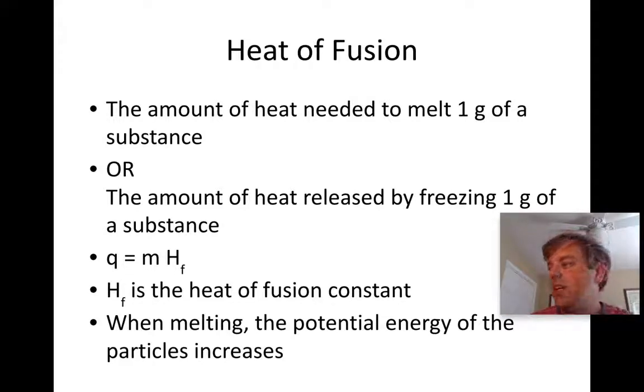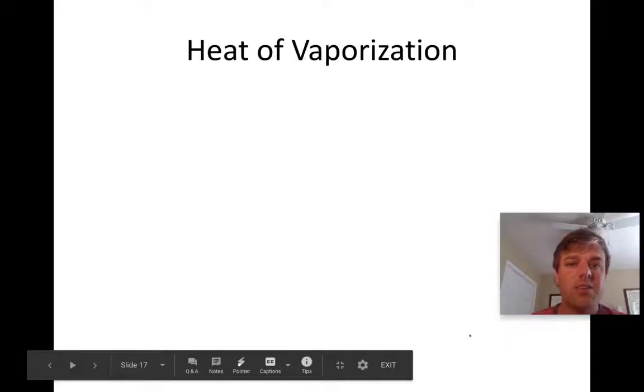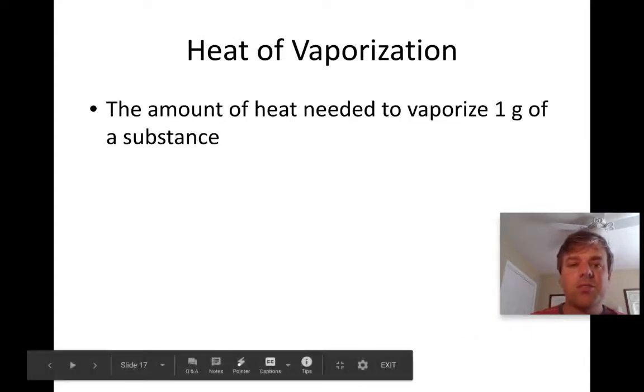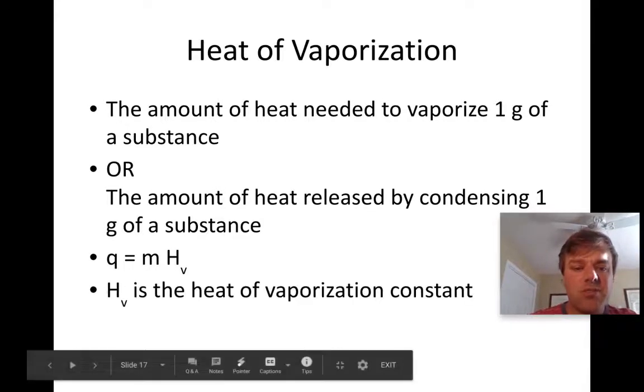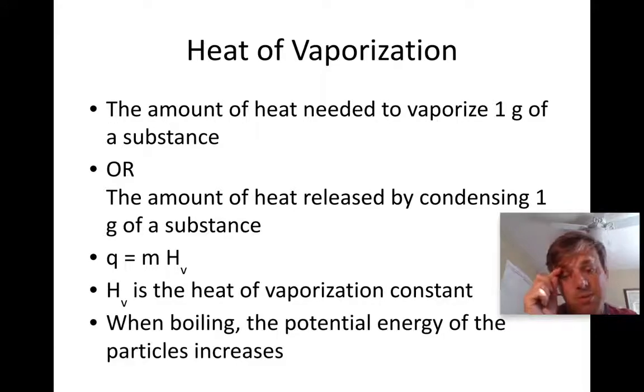I'm going to show you the next slide, and then I'll work through a couple of examples for you. So the next slide is heat of vaporization, which is the amount of heat needed to vaporize 1 gram of a substance, or the amount of heat released by condensing 1 gram of a substance. So vaporization is for the transition between liquid and gas. Q equals m times HV, where HV is the heat of vaporization constant. And when you're boiling or vaporizing, the potential energy of the particles increases, and when you're condensing, it decreases. So those are our 2 formulas for the day.